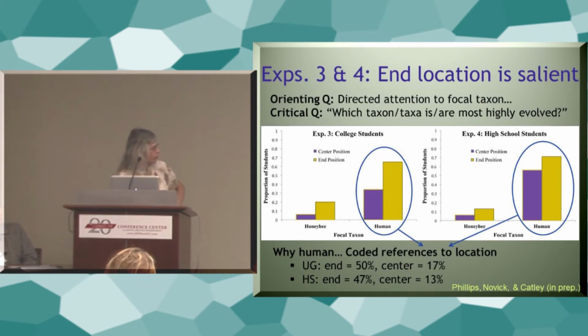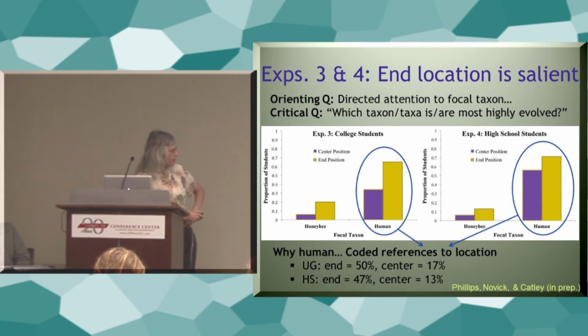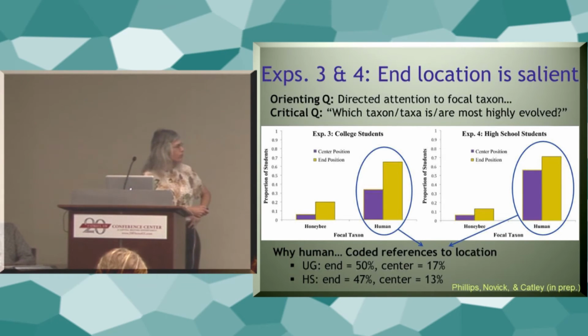So this is the proportion of students who listed the focal taxon, either the honeybee or the human, as the most highly evolved taxon. And you can see that when that taxon was in the end position, which is the yellow bars, students were much more likely to say that it was most highly evolved than when it was embedded in the center. That's the case for college students and high school students. More likely for human than honeybee, obviously.